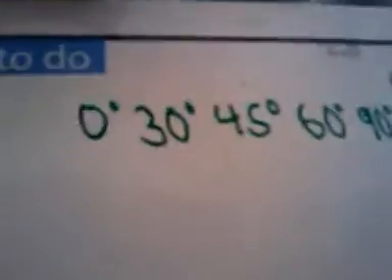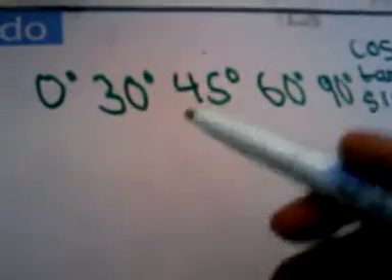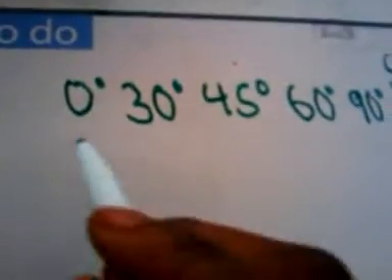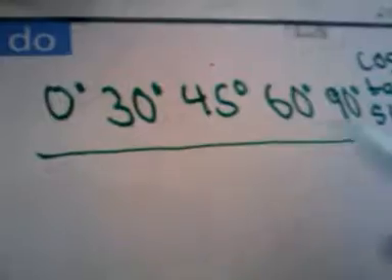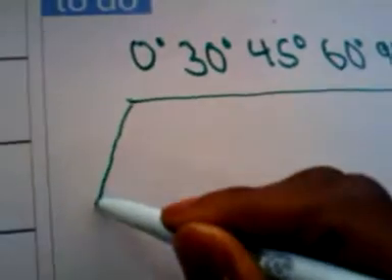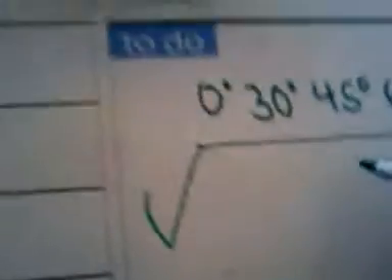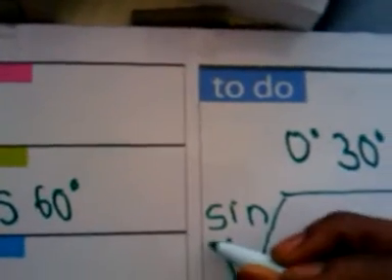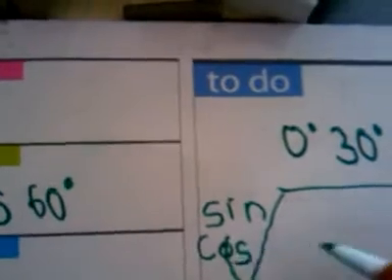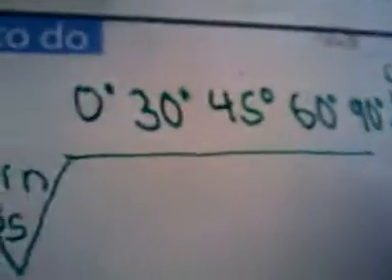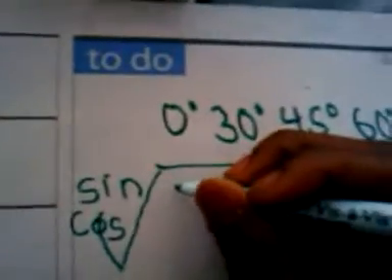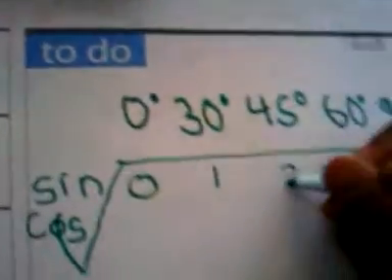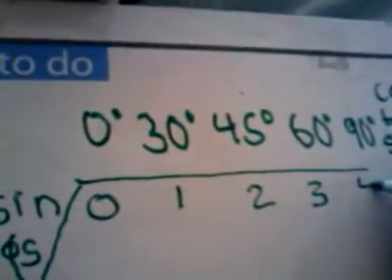Can you see them? Now put a really big square root beneath them. Now put a sine here, and cosine. Now go from 0 to 1 to 4. Look at what I'm trying to say. You put 0, 1, 2, 3, 4.